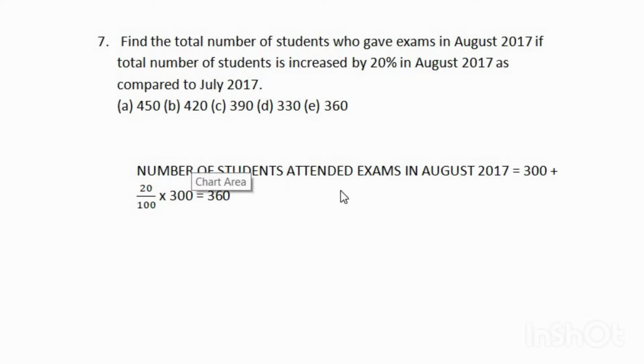We know that the total number of students is 300, right? So students attended exams in August 2017 is July 2017 number of students 300 plus 20% increase of that 300. That means 20 by 100 into 300. So 300 plus, 2 zeros get cancelled, so 300 plus 20 into 3, it is 60. 300 plus 60, it is 360. So correct option is E, 360.